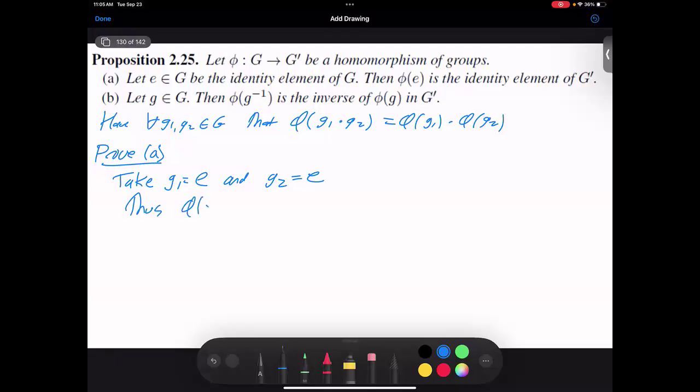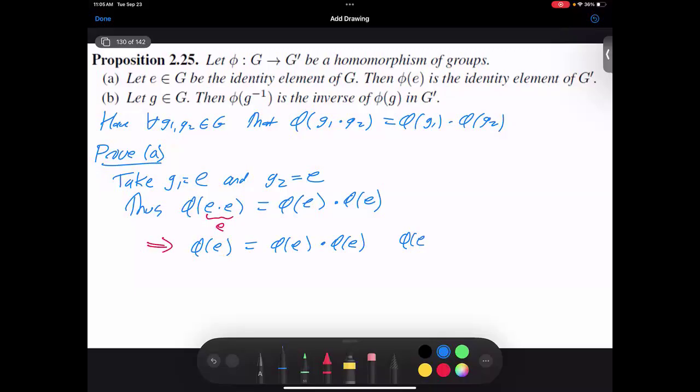Thus, phi of E dot E equals phi of E dot phi of E. Well, on the left-hand side, what's E times E? E. So this implies that phi of E equals phi of E dotted with phi of E. But we know G prime is a group. Phi of E is in the group G prime.